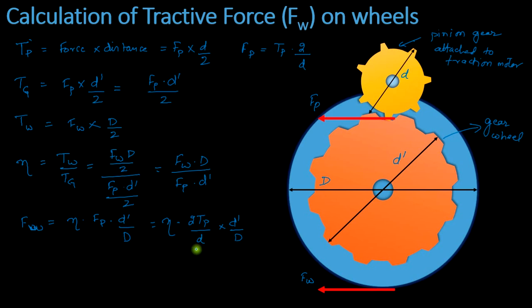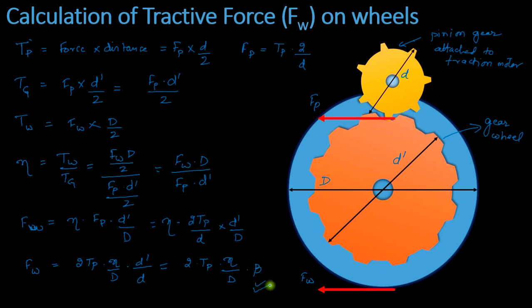Now this expression can be shuffled and rewritten as 2 Tp times eta by capital D times d dash by small d, where d dash is the diameter of the gear wheel and d is the diameter of the pinion wheel. So these can be substituted by the gear ratio. This will be equal to 2 times Tp times eta by D times beta, where beta is the gear ratio and it is equal to d dash by d.